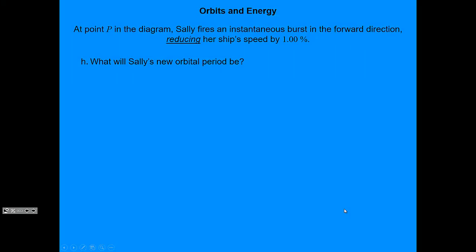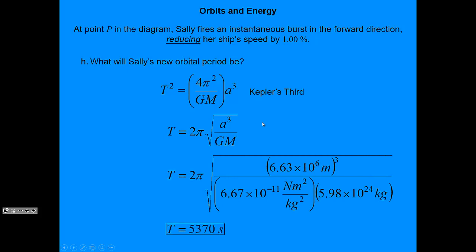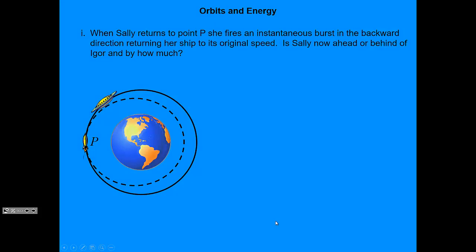Okay. So what now will her new orbital period be? All right, in this elliptical orbit. Well, again, we can use Kepler's third, but now we have to use the semi-major axis of her new orbit. All right, take the square root, plug in all the numbers, right, and we get a period of 5,370 seconds. Okay? So now when she gets back to point P, she goes around once, gets back to point P, is she ahead or behind Igor still, and by how much?